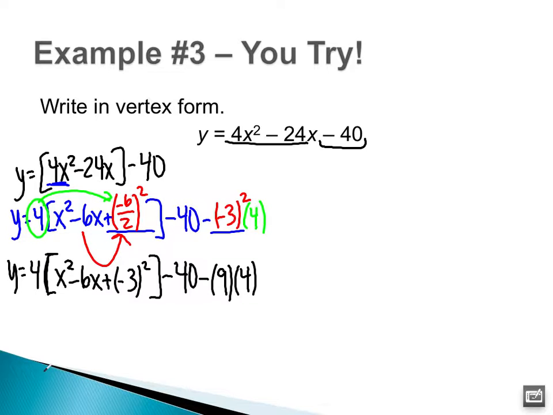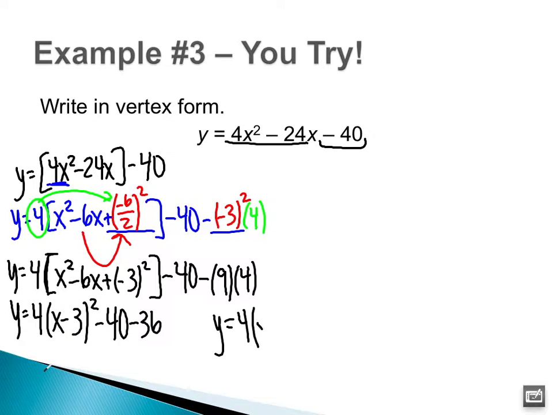Okay, now I'm ready to complete the square. So I have x subtract 3 squared, subtract 40, subtract 36. 9 multiplied by 4 is 36. Last step is to just simplify this a little bit more. So y is equal to 4 times x subtract 3 squared, subtract 76. And now our equation has been converted from standard form to vertex form.